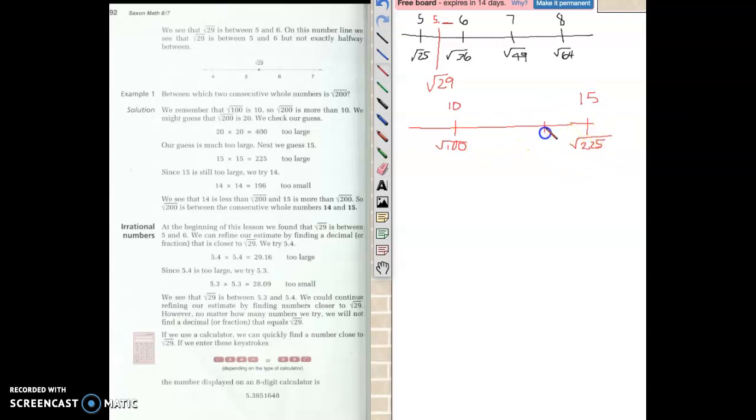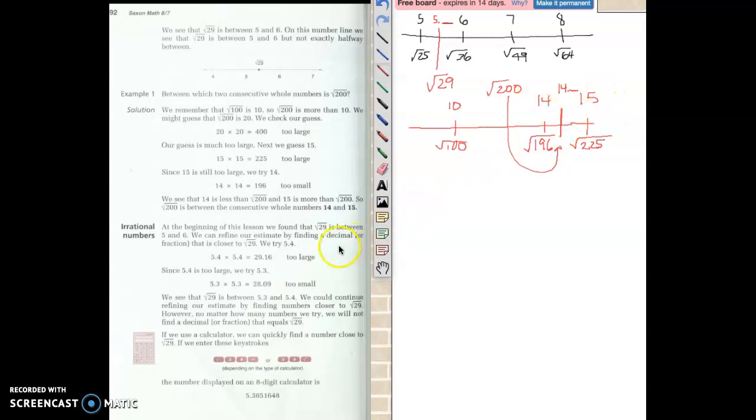So we know that 14 squared is 196. So if we're looking for the square root of 200, that's going to lie somewhere in between here and here, in between 14 and 15. So we would know that it would be 14 and some combination of tenths and hundredths. So 14 and 15 would be the two consecutive integers that the square root of 200 is in between.